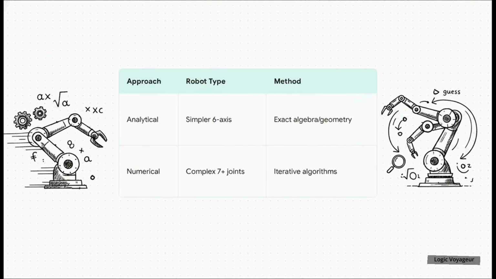So when we absolutely need to solve IK to avoid a missed target on the production line, we rely on 2 main approaches. For simpler or standard 6-axis robots, we use the analytical approach. This involves exact algebra and trigonometry, and it's incredibly fast. But for complex, highly redundant arms with 7 or more joints, those neat algebraic equations often just don't exist. So we have to switch to a numerical approach, relying on computer algorithms like Newton-Raphson to iteratively guess and converge on the right joint angles.